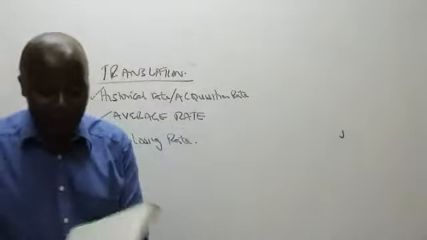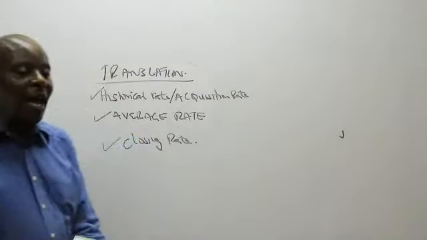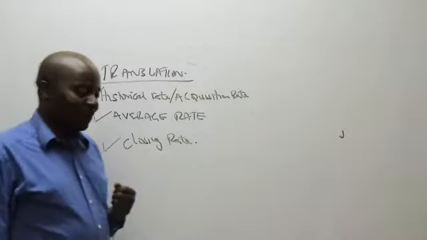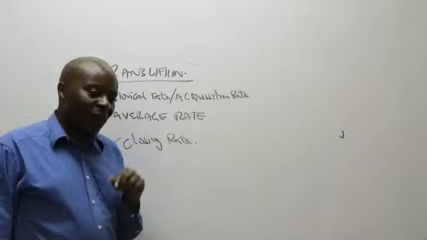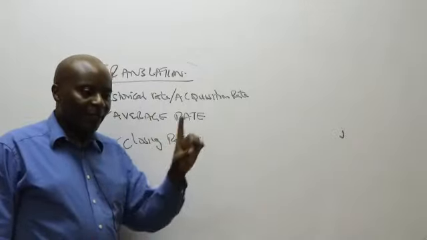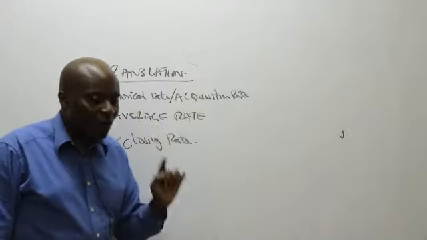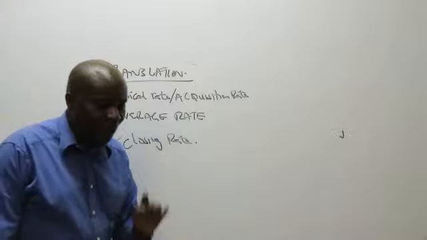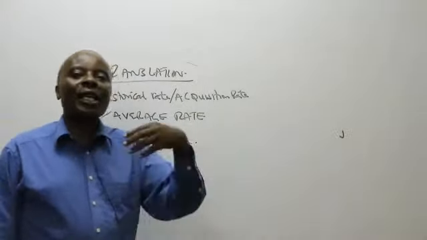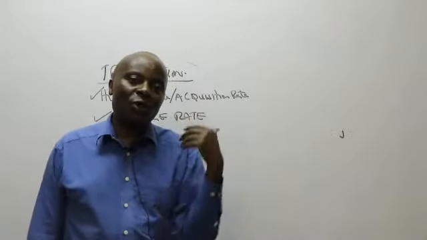So, ladies and gentlemen, if I'm given these three kinds of rates here, how will I apply them during my translations? There is one thing I will never forget: income statement items always use the average rate. Income statement, things like sales. Of course, at times you will be told to use the historical rate.